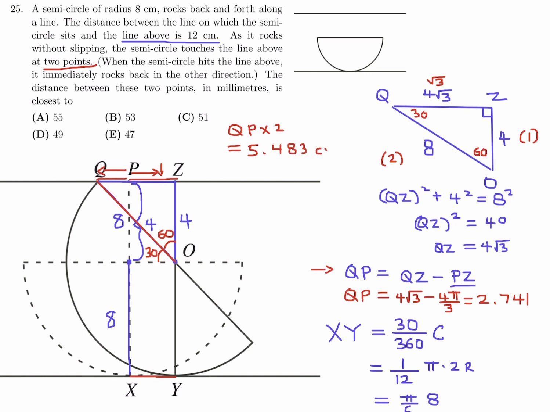And therefore, QP multiplied by 2 is approximately 5.483 centimeters. And if you multiply by 10 to get millimeters, you get about 54.83 millimeters. And if you round that to the closest integer, it will be 55. And therefore, number 25, the answer is A.